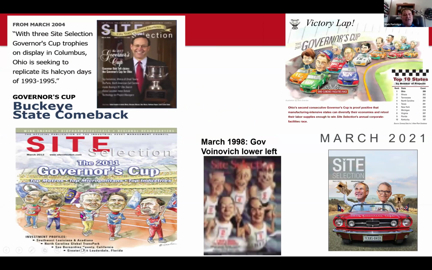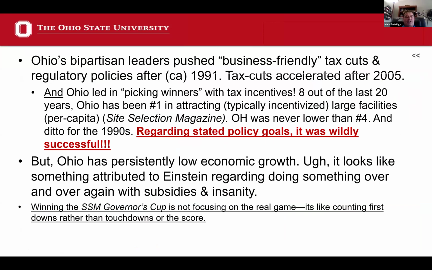So, the last thing I'll say before quickly on data centers, you go back in Site Selection Magazine, they show the winners and the governor, like here's Governor Taft, and here's Governor Strickland, Governor Kasich, Governor Voinovich, Governor DeWine, in other words, showing that they won the competition. Yet, as I said, that's looking at the wrong measure. That's like first downs, not the score.